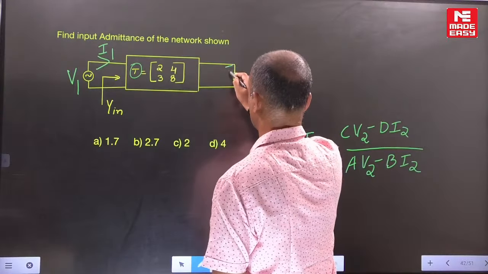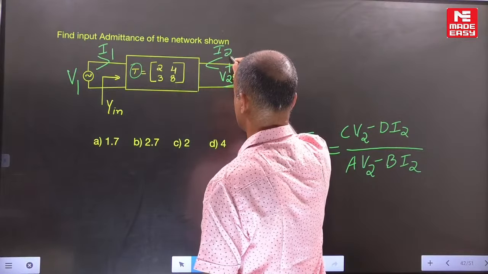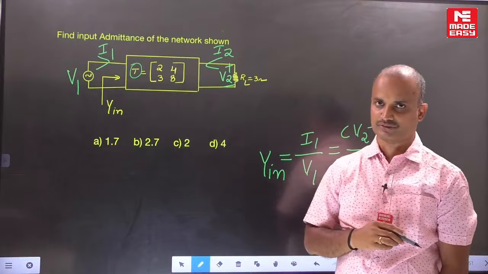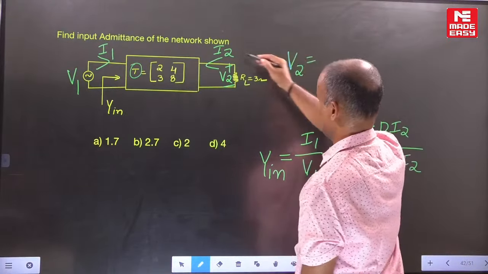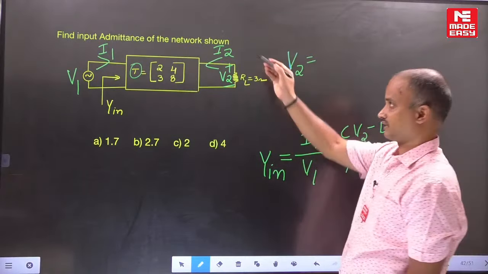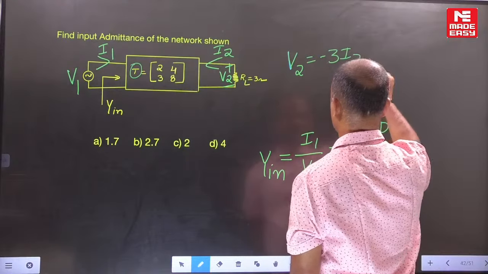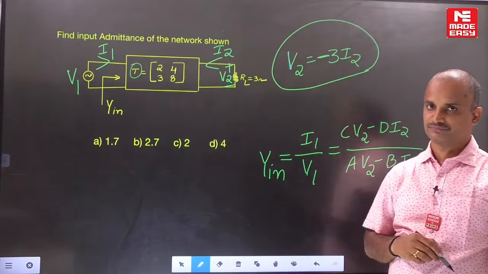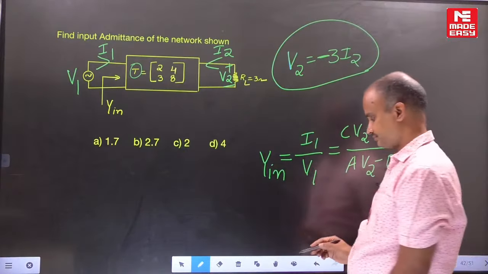Now with respect to the two-port network, what is the output voltage? V2. But the current should be inverse. With respect to a two-port network, both currents should be inverse. Now, corresponding to the output terminals, V2 equals, when the current enters the negative terminal, the sign for the current is taken as negative. We can write V2 equals minus 3I2. When the current enters the negative terminal, the sign for the current is taken as negative.